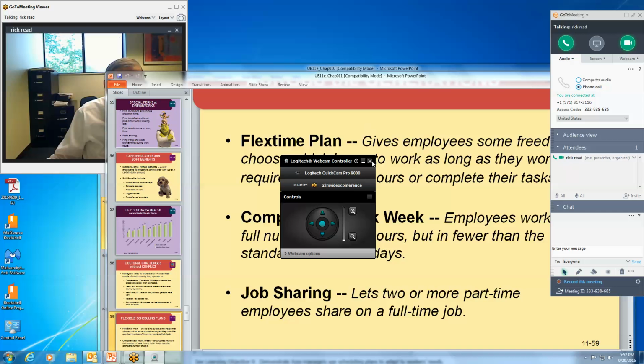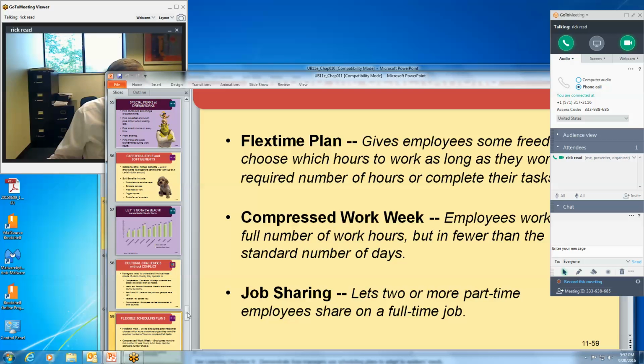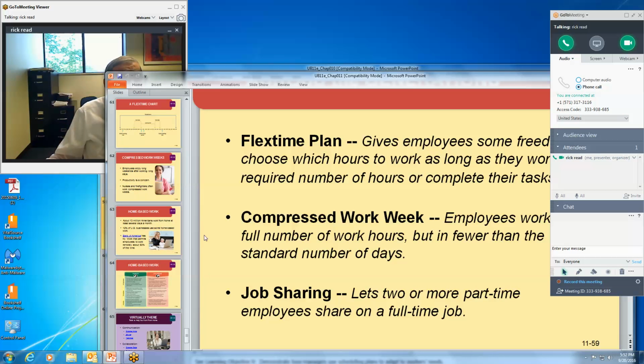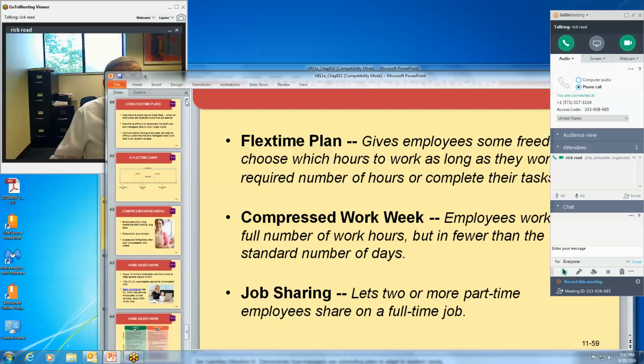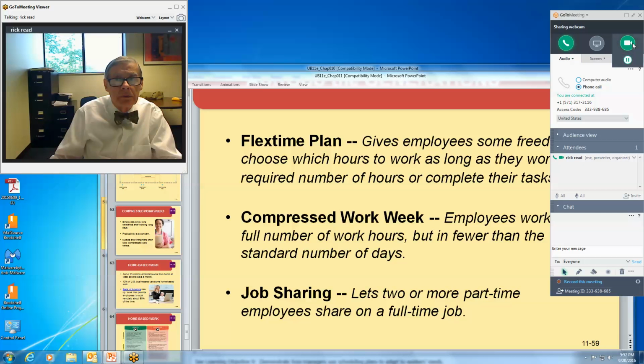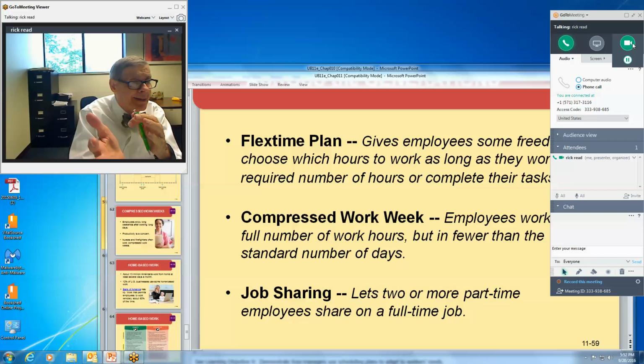Flexible scheduling is allowing workers to choose to work at a certain time period within a core operating hour. So in other words, the core operating hours would be, let's say, from 10 to 2. So an employee has to be on the job from 10 to 2, and he or she can schedule the remainder of the work day to fit his or her needs.